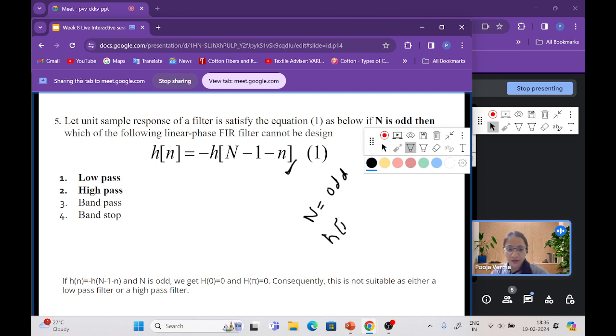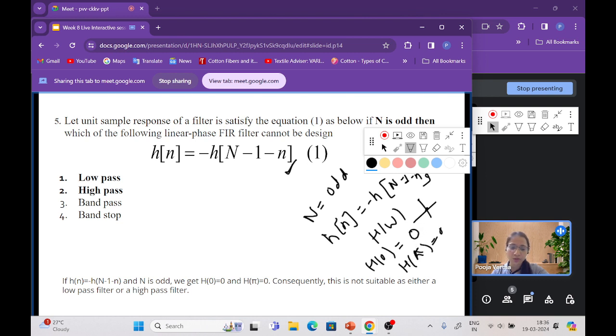It is given that h of n must be equal to minus h of n minus 1 minus n. If we take a Z transform, or if we put n is equal to 0 and at n is equal to finite, or if we find out h of omega, then at n is odd, as you know, at this point it will be 0 also, and other thing, if we put h of 0, then we will get 0 only, and at the end frequency h of pi, we will also get 0. So this is not suitable as either low pass or high pass filter. So for this function, we cannot design a low pass or high pass filter. So correct option is 1 and 2 both.